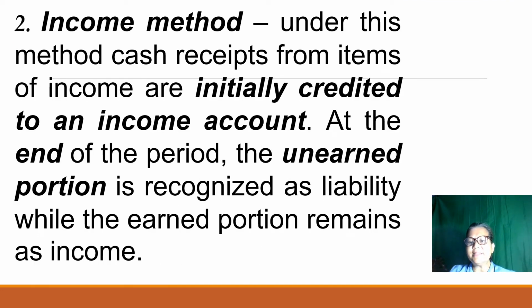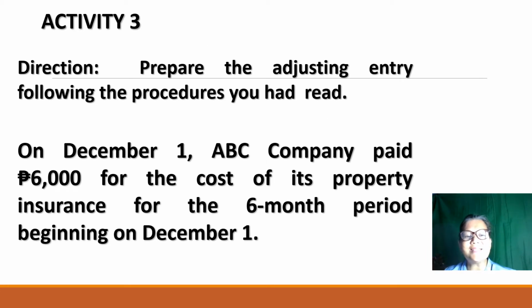The other one is the income method. Under this method, cash receipts from items of income are initially credited to an income account. Then, at the end of the period, the unearned portion is recognized as liability, while the earned portion remains as income. Last, please get one whole sheet of paper and your pen, and then you're going to prepare the adjusting entry following the procedures you have read.